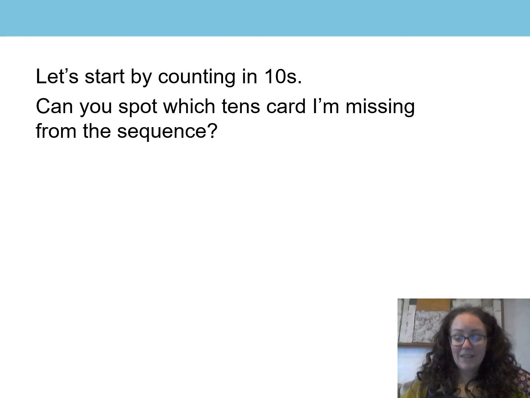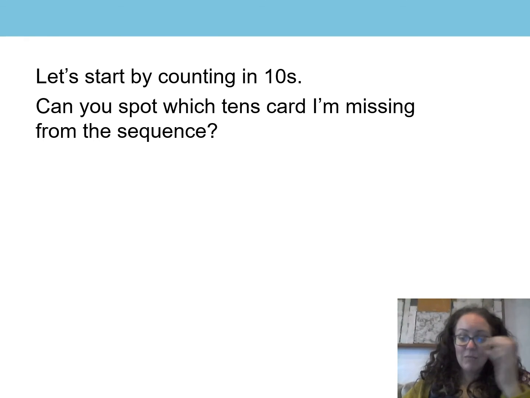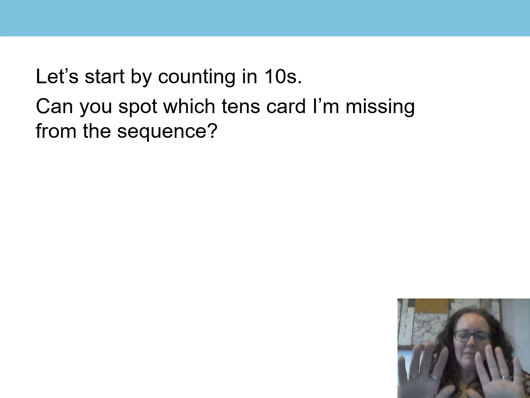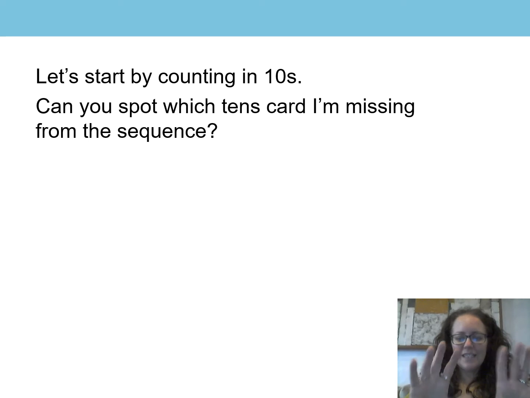So we're going to be counting in fives today, but we're just going to warm up by counting in tens. So maybe you can hold both hands up like this, and you can do this like we would if we were in school. Okay, so shall we count to 100 in tens? You ready? 10, 20, 30, 40, 50, 60, 70, 80, 90, 100.